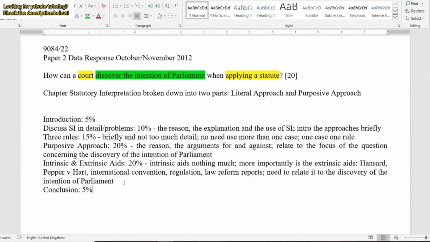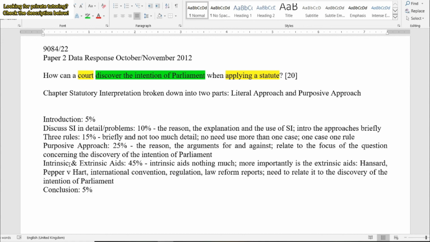Conclusion is another 5%, so I need to cut this one down to 15%. The reason I cut this one instead of the other is because this part is more important and has more relation to the question, regarding the discovery of the intention of Parliament, because this is where you go through the extrinsic aids. The extrinsic aids are the defining part, which actually helps judges find the intention of Parliament. So it should be around there.